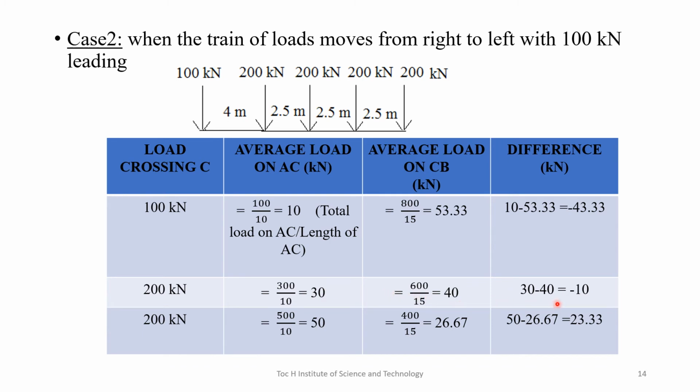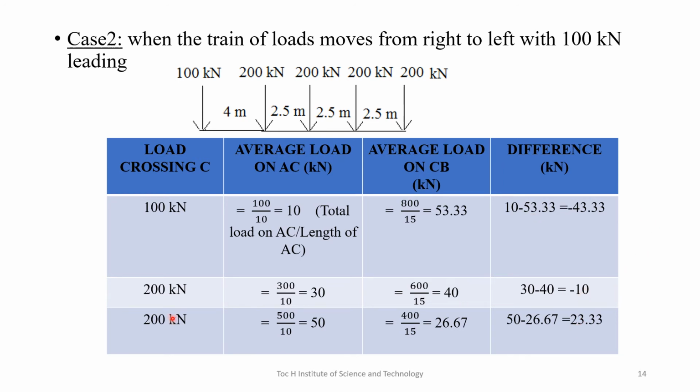So the difference is again minus 10. Now consider the second 200 kilonewton load crossing the section C. Here you can see the average load on AC is 50 and the average load on CB is 26.67. Now the difference is 23.33. That means when the second 200 kilonewton crosses the section C, this negative sign changes to positive sign.